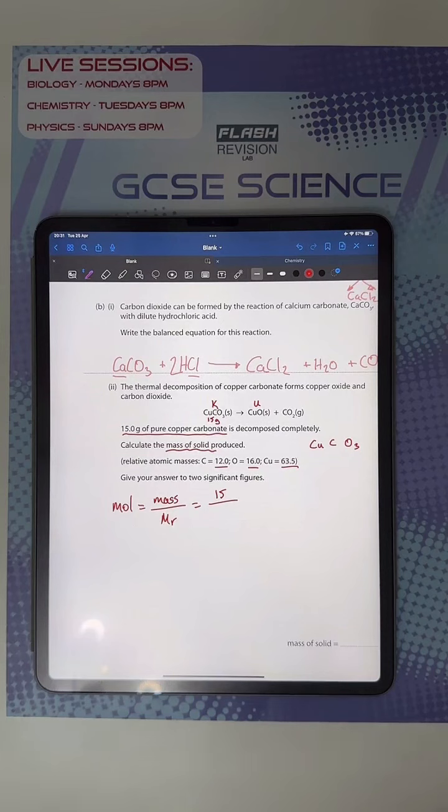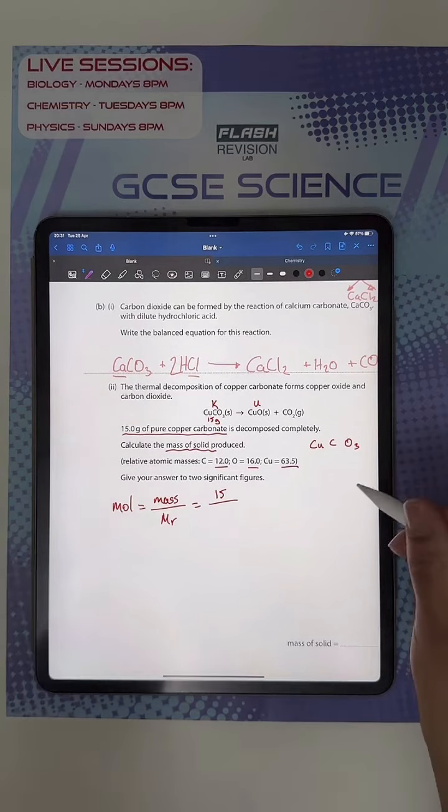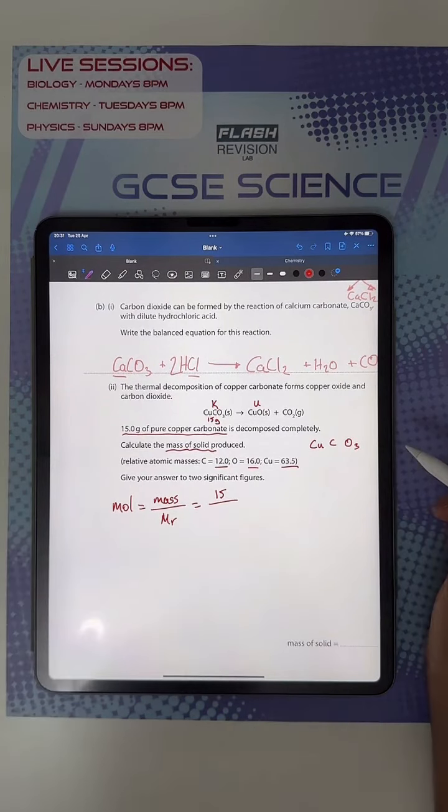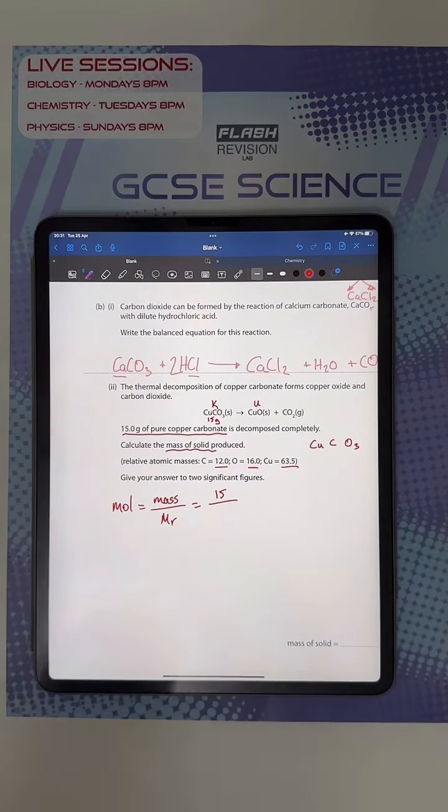We're getting loads of different answers. It's not 91.5. How did you get that? Let me see where you guys are going wrong. 16 plus 12. Okay, you're getting 91.5 because you're forgetting there's 3 oxygens. You need to do 16 3 times. Thank you, Chrome. I think you've got it.